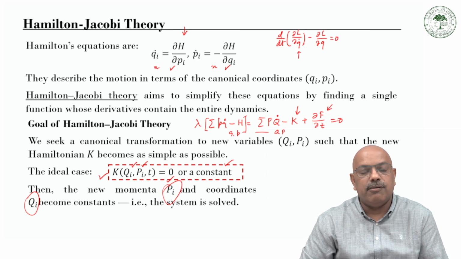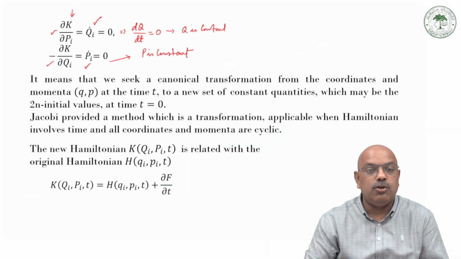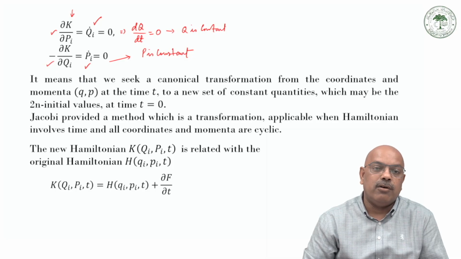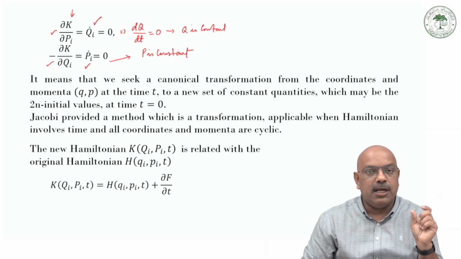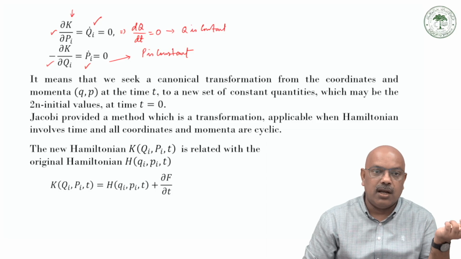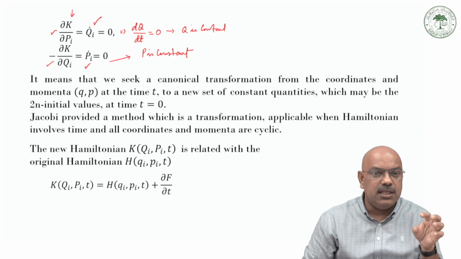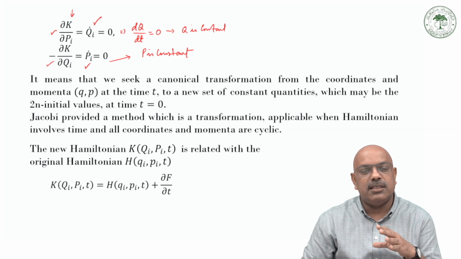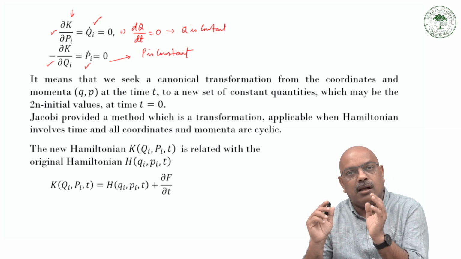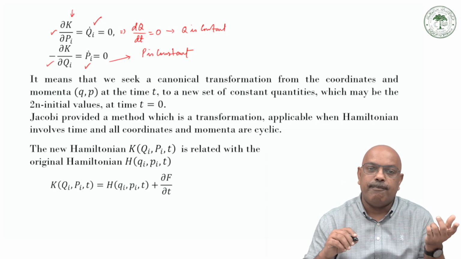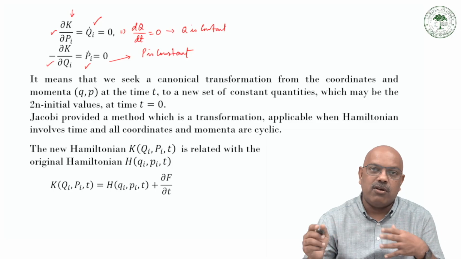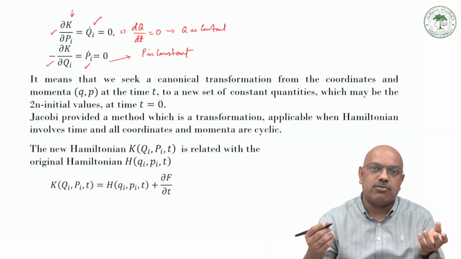So then you can integrate and you can find the time dependence from that, because this is dq/dt. You integrate and then you find how the dependence on time is there. So you solve the equation. So it means that what we seek is a canonical transformation from the small coordinates q, p, that is my old canonical variables at time t, to a new set of constant quantities, that is going to be capital Q, P, which may be 2n initial values at time t equal to 0, because when you have a constant, you need some initial conditions to solve your problem.